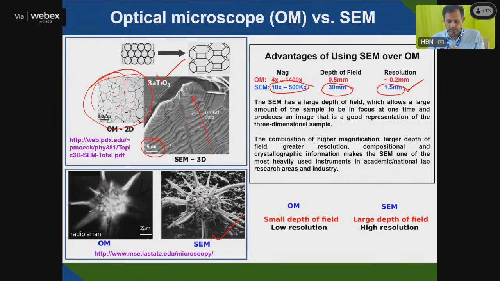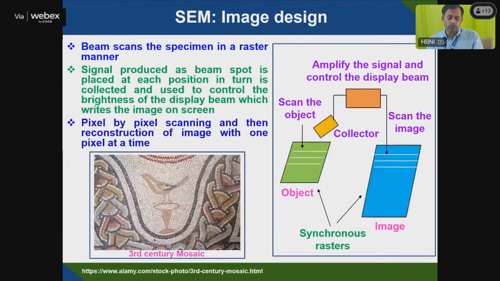Such a high depth allows a large amount of sample to be focused at one time. So you can focus a large amount of sample and get a good representation of three-dimensional structure. Mainly the optical microscope has low resolution and small depth of field. But if you go to SEM, you are able to get a large depth of field, and you can go up to high resolution to see the stacked layers, like the image I have shown here, or the spikes. All those you are able to see. So that is the imaging part.